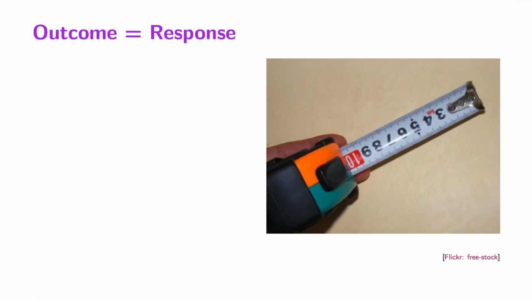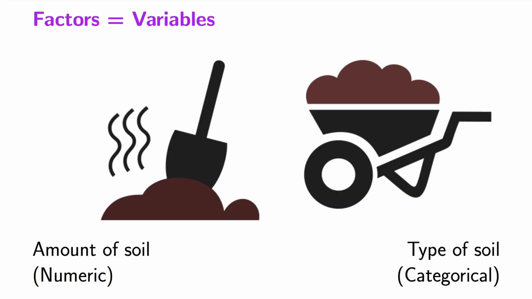We learned what the word outcome means when talking about experiments. The word response is also used instead of outcome. We learnt about factors, which we sometimes called variables. Factors or variables can either be categorical or numeric, and we discussed examples of both types.